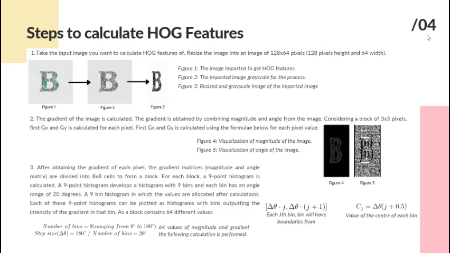After obtaining the gradient of each pixel, the gradient matrices are divided into 8 by 8 cells to form a block. For each block, a 9-point histogram is calculated. A 9-point histogram develops a histogram with 9 bins, and each bin has an angle range of 20 degrees. It is a 9-bin histogram in which the values are allocated after calculations. Each of these 9-point histograms can be plotted as histograms with bins showing the intensity of the gradient in that bin, as a block contains 64 different values.